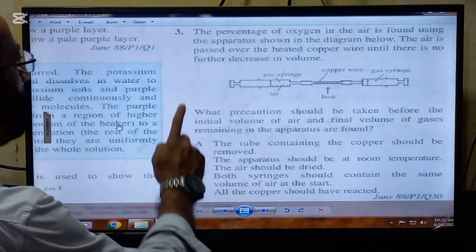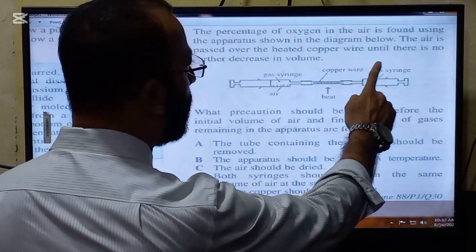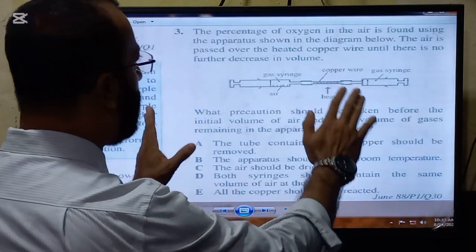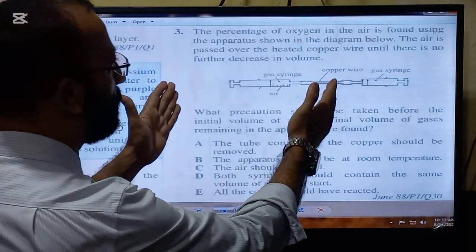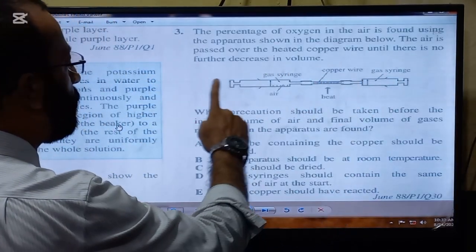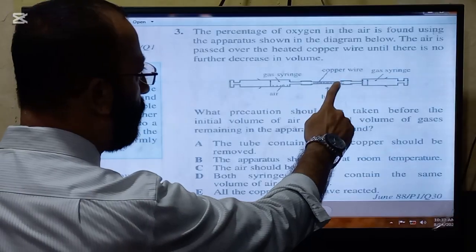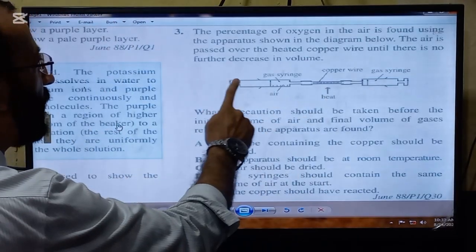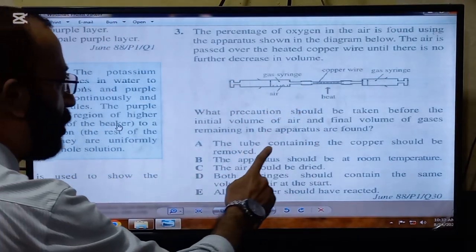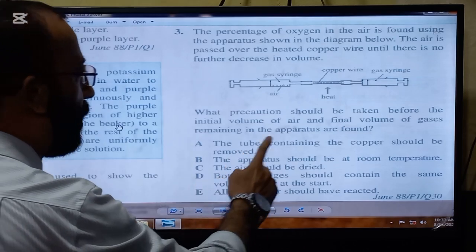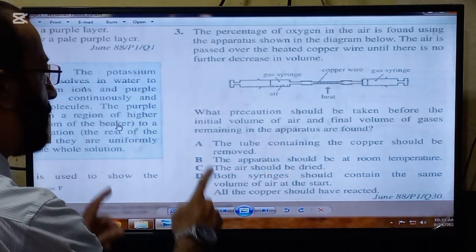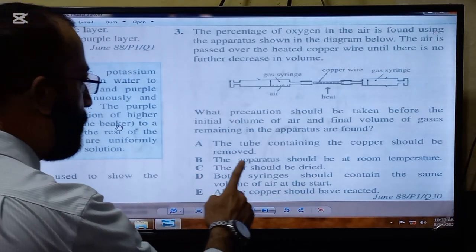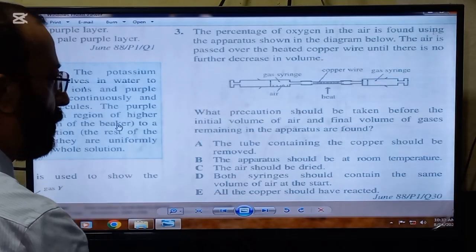Here is the next question. The percentage of oxygen in the air is found using the apparatus shown in the diagram below. So this is the apparatus used for finding the percentage of oxygen in the air. The air is passed over the heated copper wire. So here is the copper wire and the wire is heated with a Bunsen burner until there is no further decrease in the volume. What precaution should be taken before the initial volume of the air and final volume of the gases remaining in the apparatus are found? And the options are: A part is the tube containing the copper should be removed.